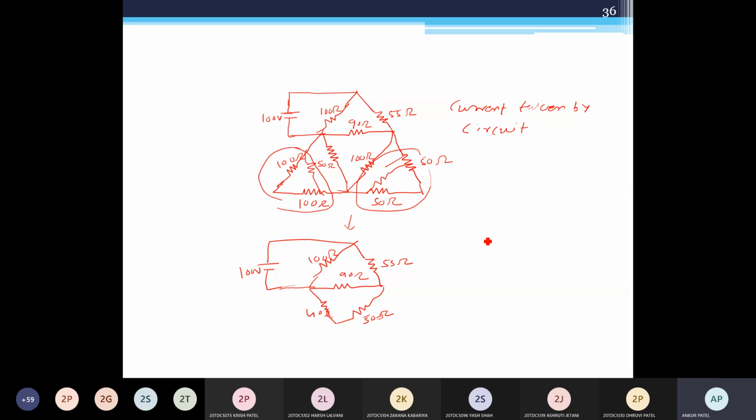Now we have a reduced diagram like this. This is 100 volt. This is 100 ohm. This is 55 ohm, and this is 45 ohm. Now what we will do?